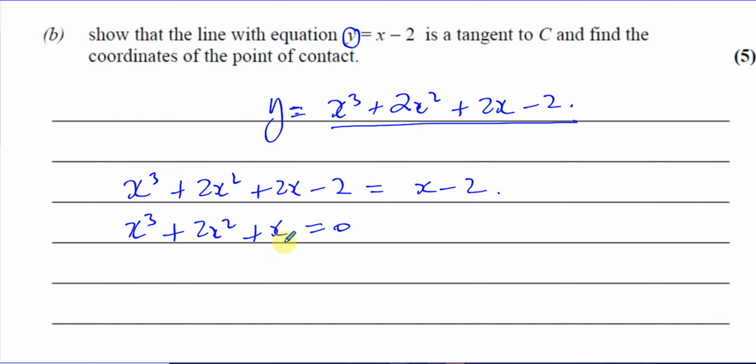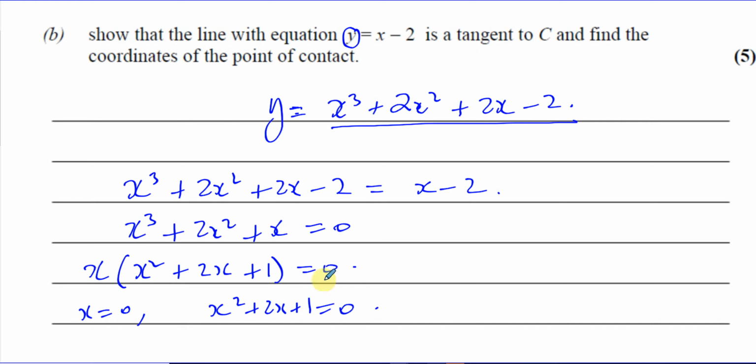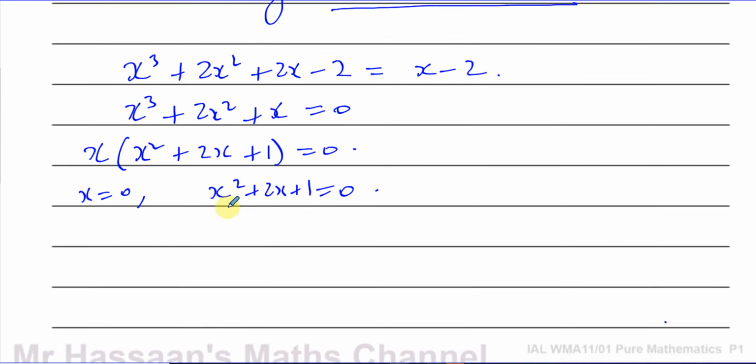Because it's a cubic, but we have a factor of x which is common in all the terms, so we can take out the x. We've got x squared plus 2x plus 1 equals 0. So we have x equals 0, and we have x squared plus 2x plus 1 equals 0. Now this is going to give us x plus 1 and x plus 1. Okay, so you end up with x equals minus 1 twice.